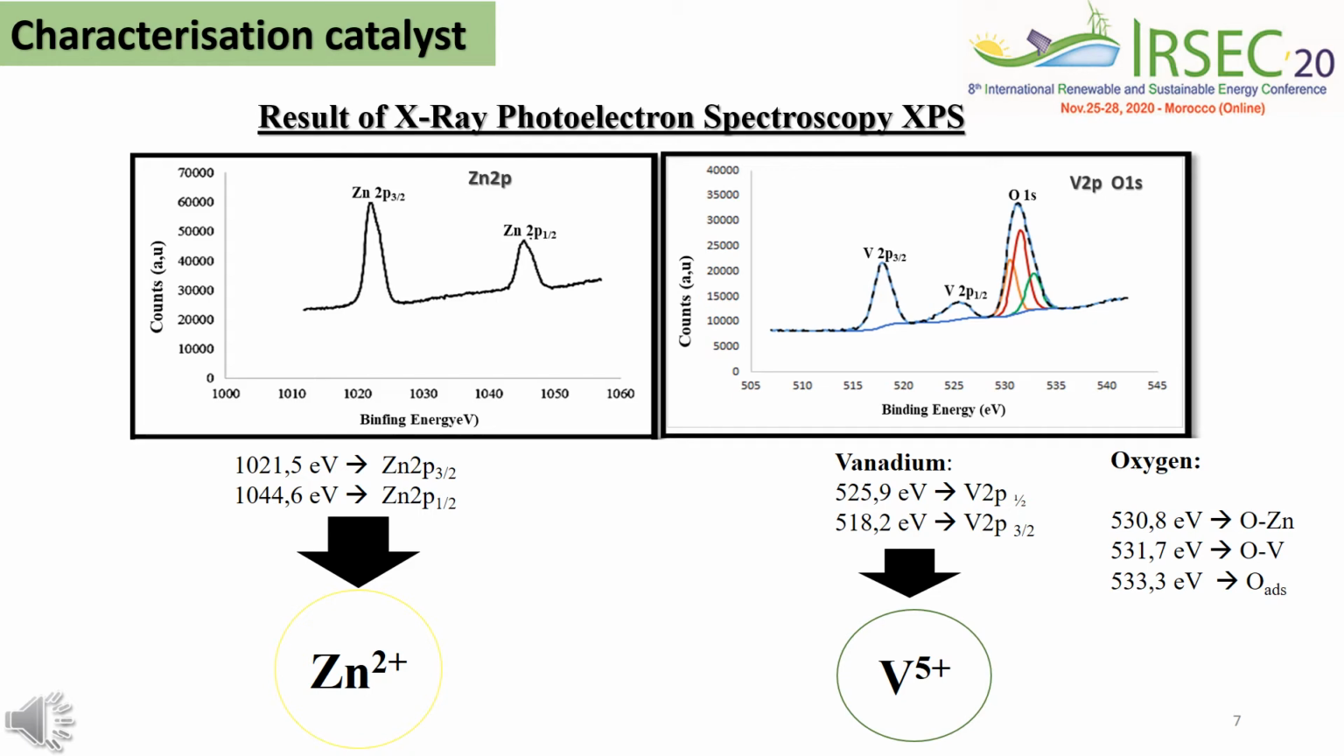The peak at 533.3 electron volts was due to the adsorbed oxygen. However, it is highly probable that there is an electronic dynamic exchange between zinc and vanadium, which underlies the exceptional catalytic performance of zinc vanadium oxide that we can see in the results of catalytic oxidation.